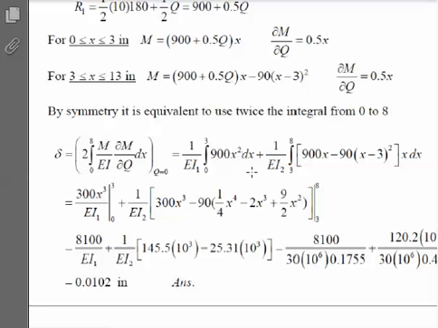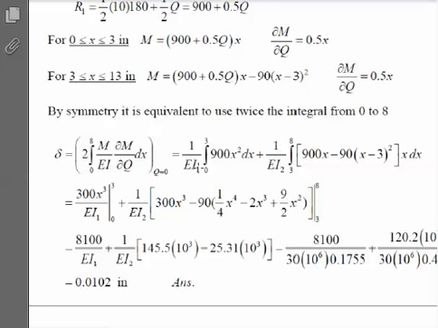Now, in region 2 of the beam, where the distributed load turns on and our moment of inertia gets bigger, it moves to I2. We'll be integrating from 3, where the load turns on, to the center of the beam, which is at 8, and that's going to be a moment of 900x minus 90 times this thing, all of it multiplied by 0.5x. Well, there's the x piece, and that 0.5 went out and canceled that 2 again.